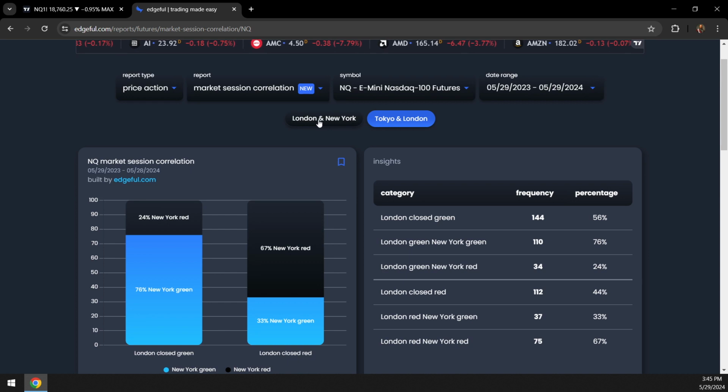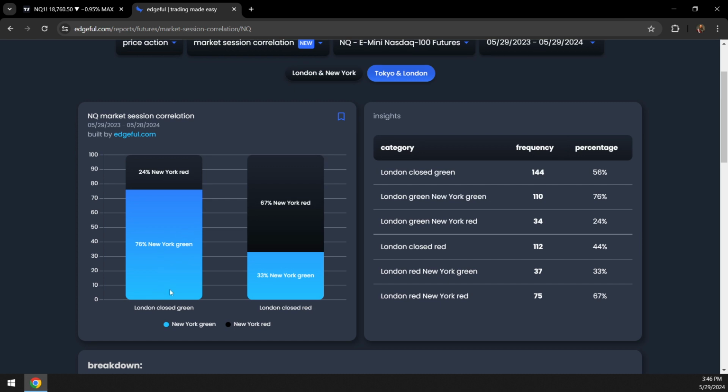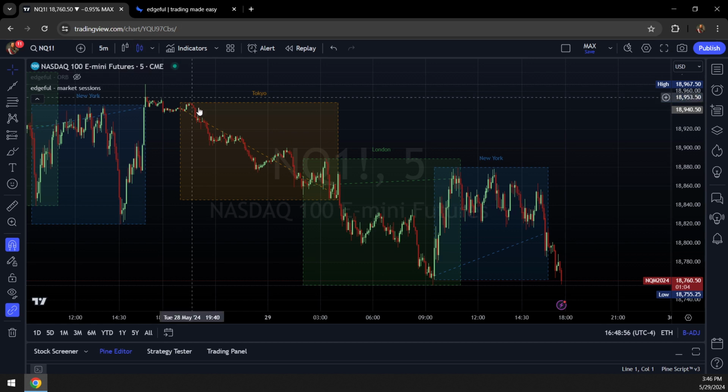For example, you can look at London and New York right here over the last year. Of course, we're on NQ. If London closes green, 76% of the time New York closes green, or vice versa, 33%. So 1 out of 3 times, if London closes red, the New York session's also going to close red, which is really interesting.